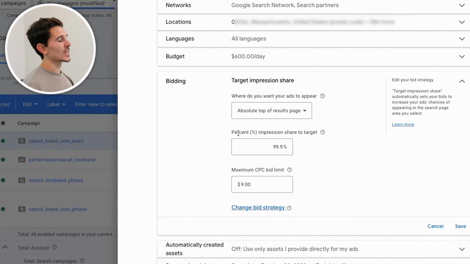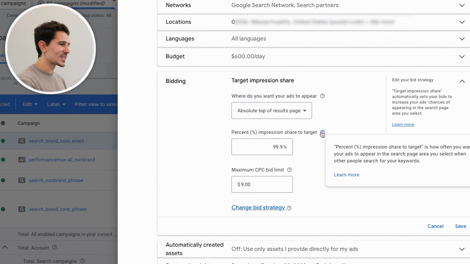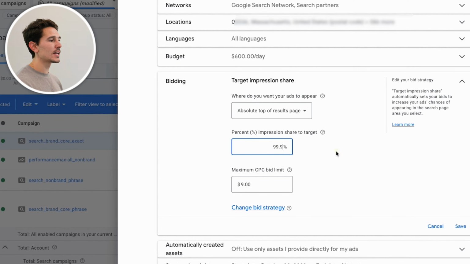The second thing is percentage impression share to target. So this is something that a lot of people get confused on. A lot of people put in 100%. The percentage impression share to target is how often we want our ads to show up for the keywords that we give Google. So in this case, we are crazy aggressive, 99.9%. You never go 100%. Just a little tidbit. You never ever go 100%. You have to be willing to let just 1% of this go. So 99.9% is the absolute highest you could ever go. And in most cases, I actually advise brands to go around 90 to 95%.